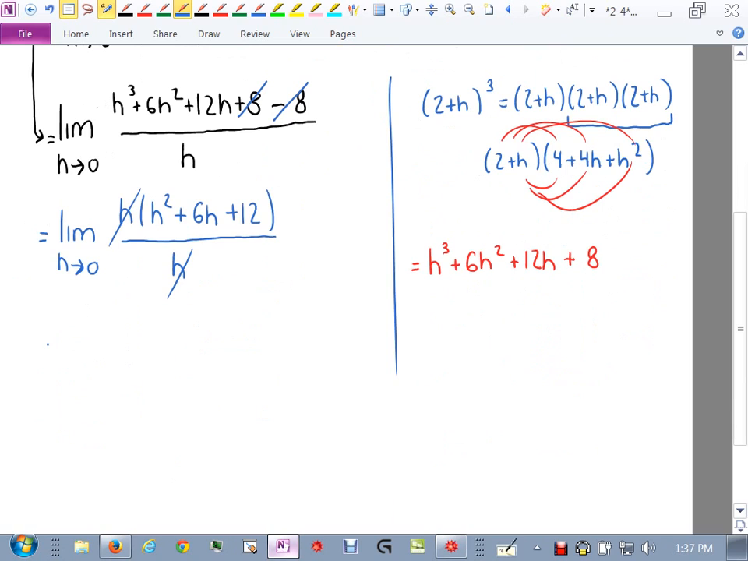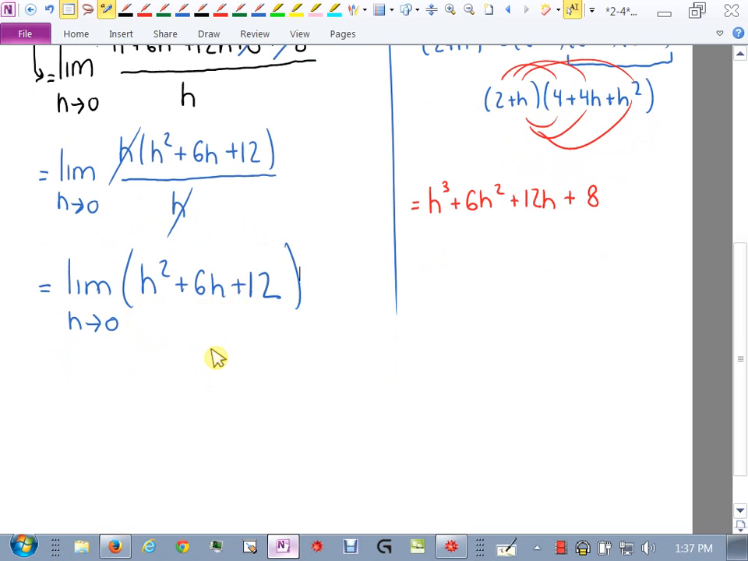So I'm ready to write one more line down. I'm only doing this because I want to make sure everyone's very clear on what's still here. Okay, I want to know what happens to this now. The h is canceled, so things should be good. h is going to go to 0. So now a direct substitution. Let h go to 0. h squared is 0 squared, that's going to go to 0. 6 times 0, that's going to go to 0. Plus 12, so your answer is what? 12. And you're done.